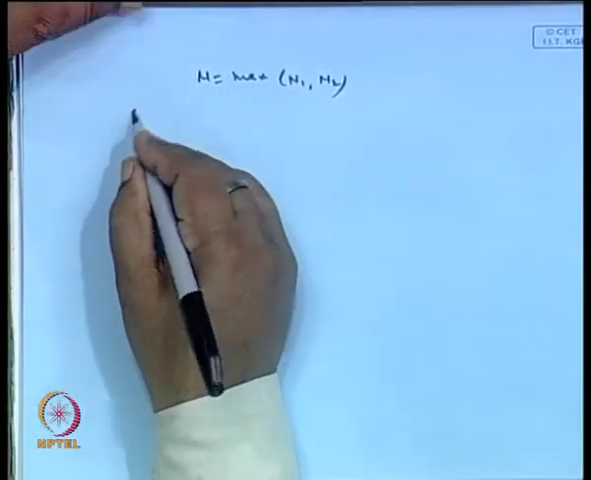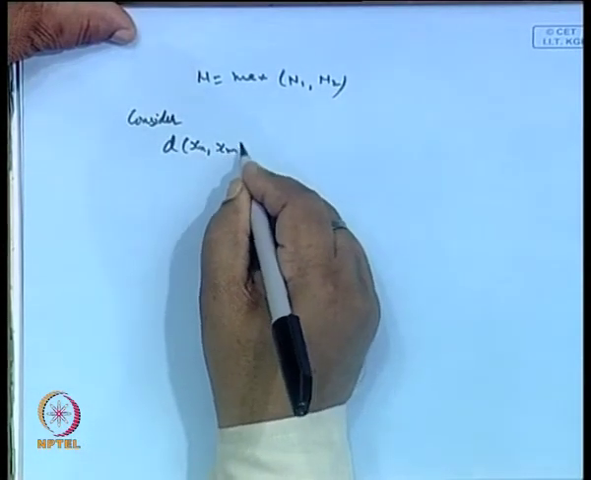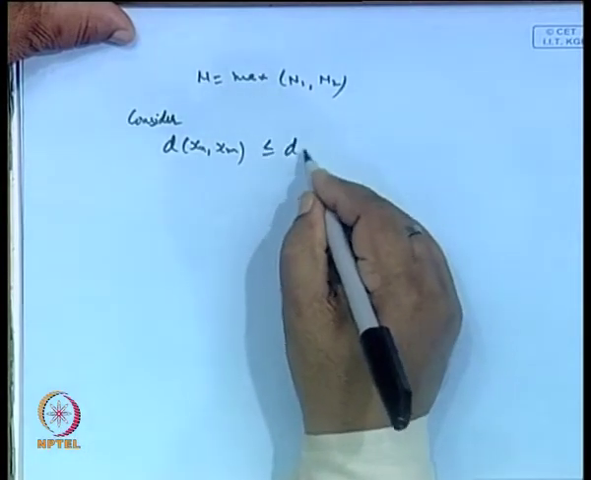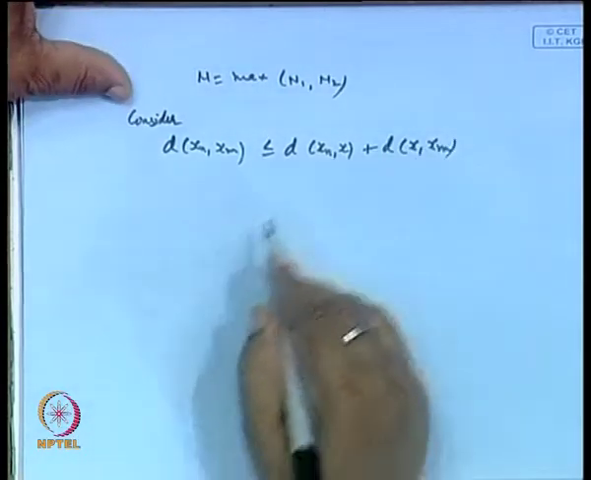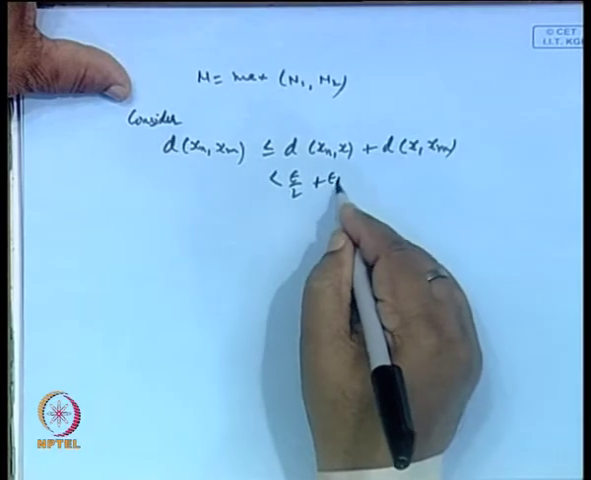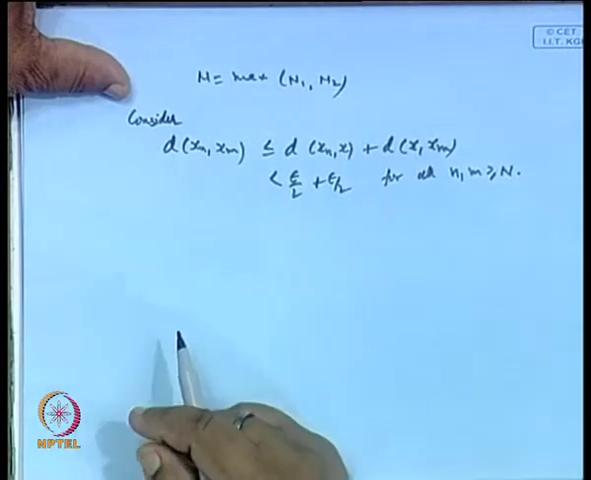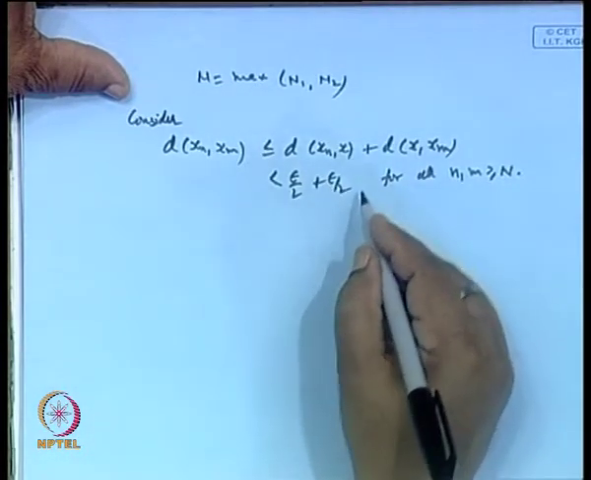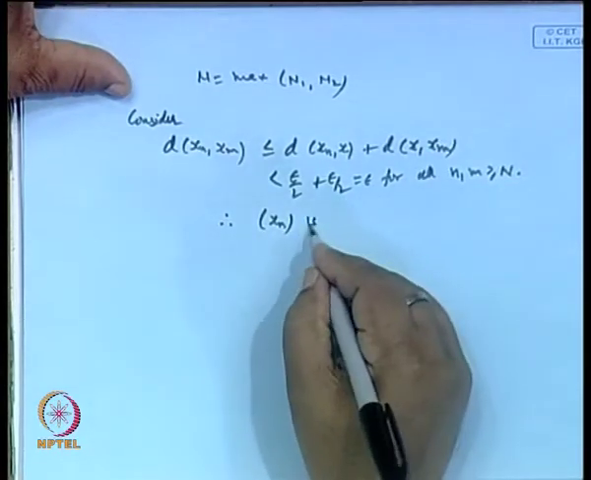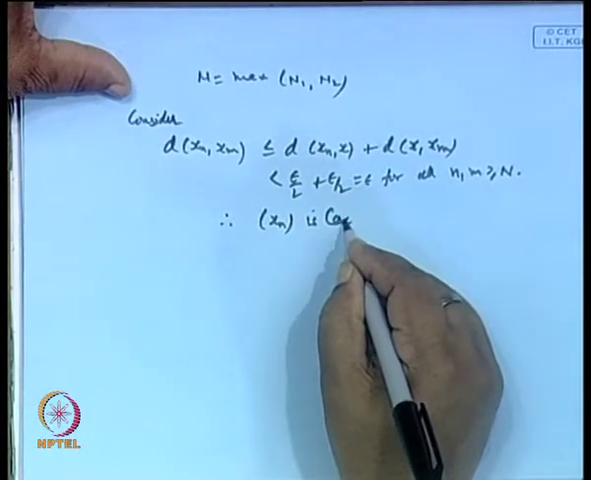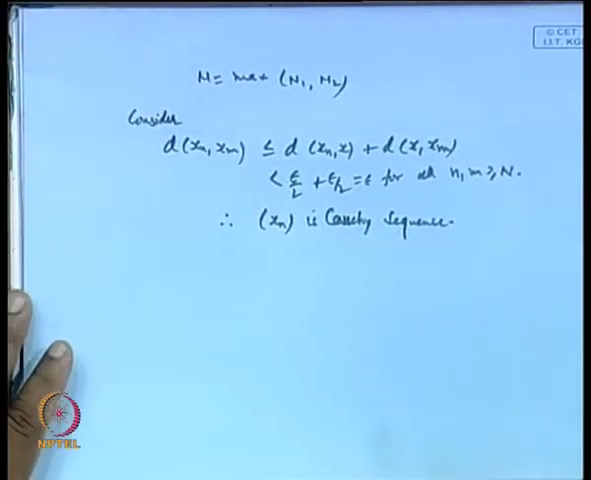So, consider d of x n comma x m. Now, this will be less than or equal to d of x n comma x plus d of x comma x m. Now, this is less than epsilon by 2, this is less than epsilon by 2 for all n, m greater than or equal to capital N. Therefore, this whole thing will be less than epsilon, hence we say the sequence x n is a Cauchy sequence. So, this completes the proof. Okay.